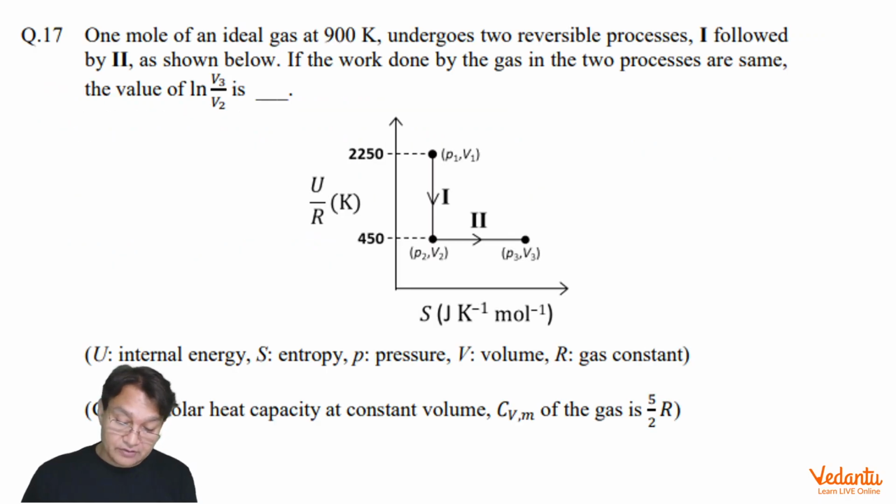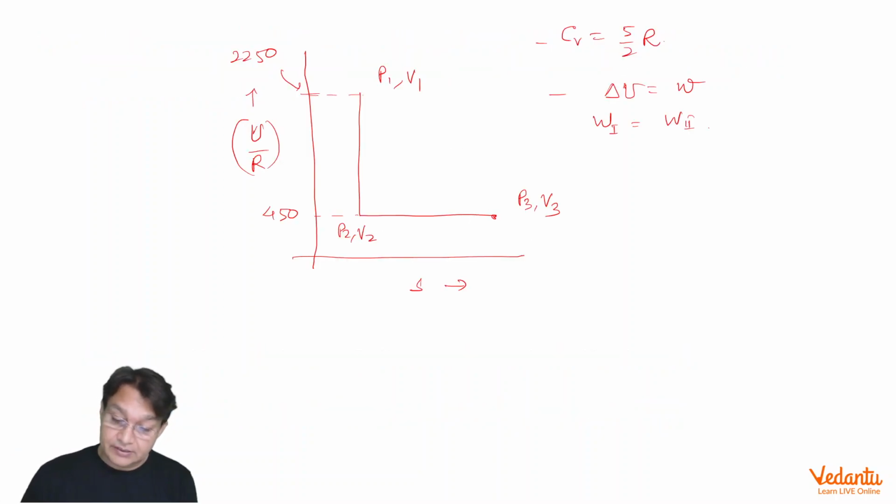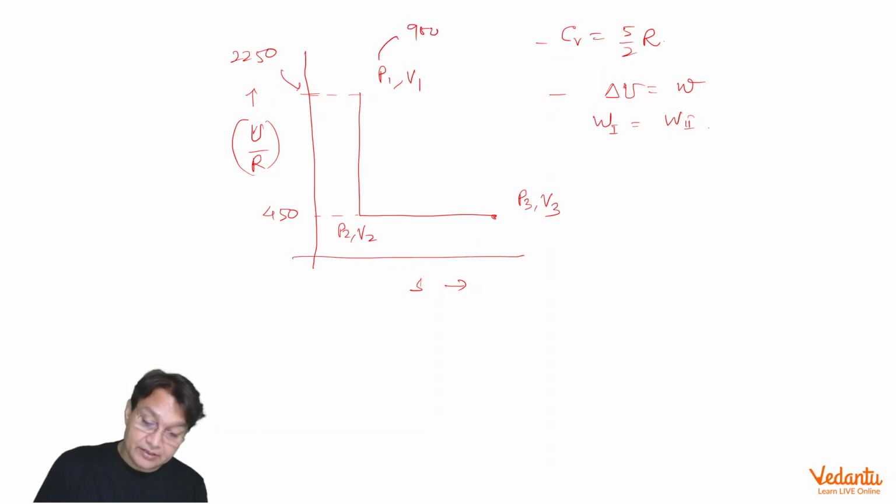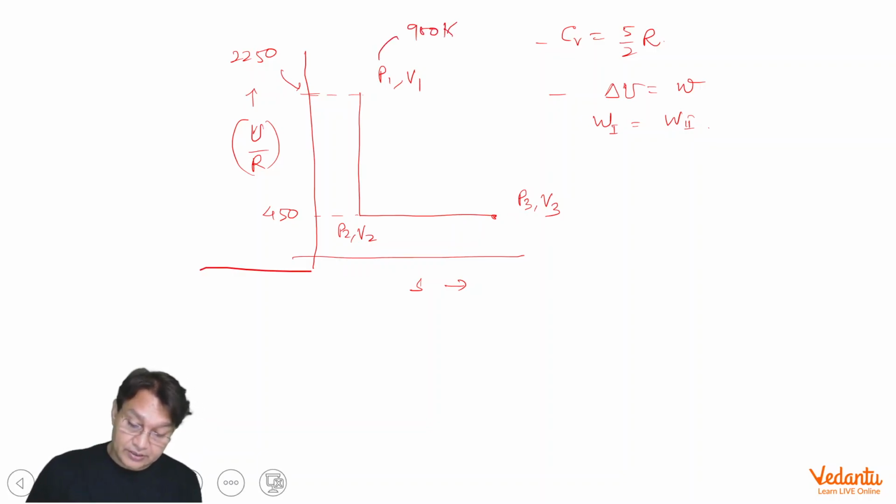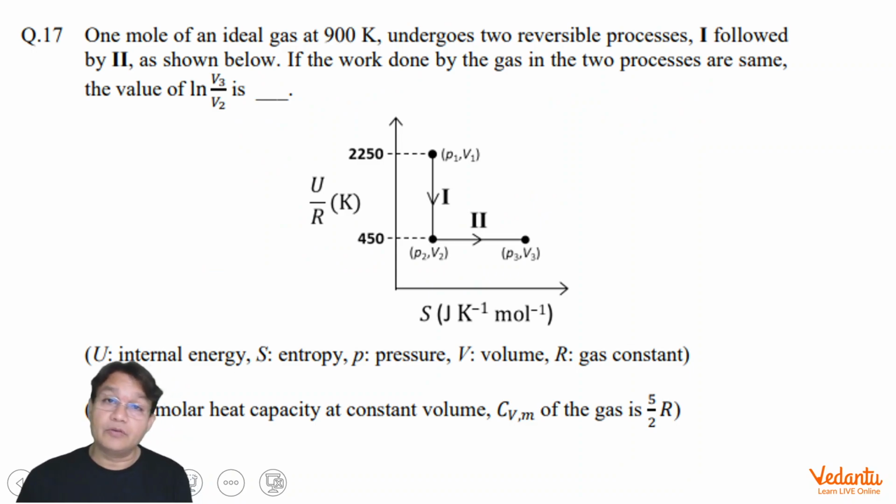Now here is a very interesting question of thermodynamics. 1 mole of an ideal monatomic gas, at initial temperature 900 Kelvin, was subjected to a process in which it is taken from P1 V1 to P2 V2 in process 1, and then from P2 V2 to P3 V3 in process 2. Both processes are reversible, and the paths are well defined as shown in the figure.